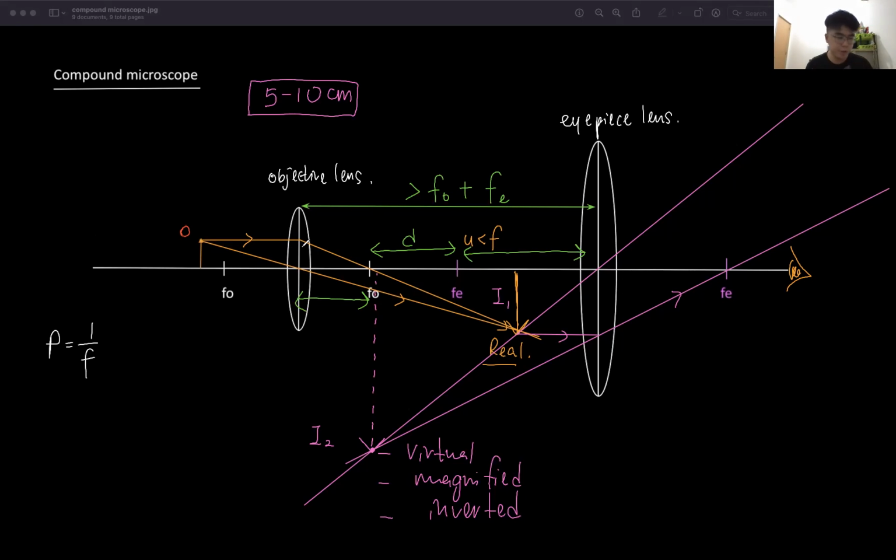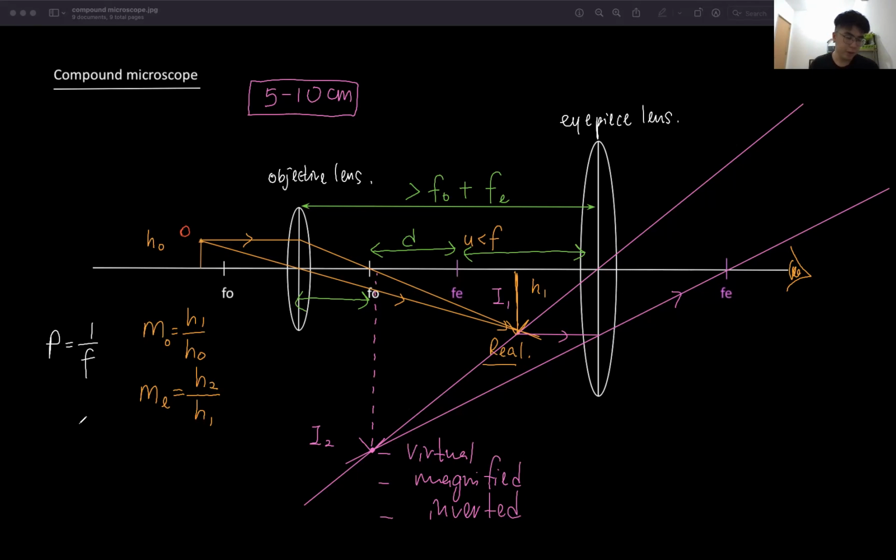Okay, now point number three is the magnification. Almost left out the magnification. We've got two lenses, that means two magnifications. Now let's say that I1 has a height h1 and the object is h0. Magnification from the first lens, m equals h1 over h0. This is the magnification of the objective lens. Magnification of the eyepiece lens is the final image over the first image.